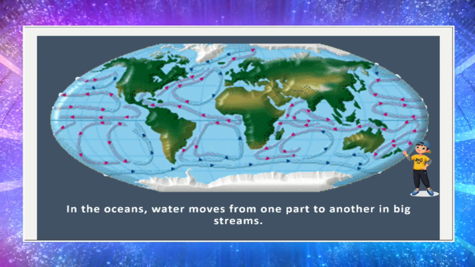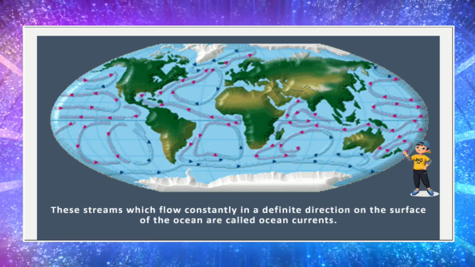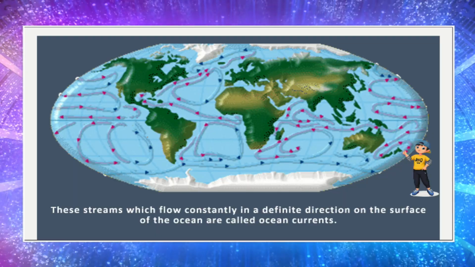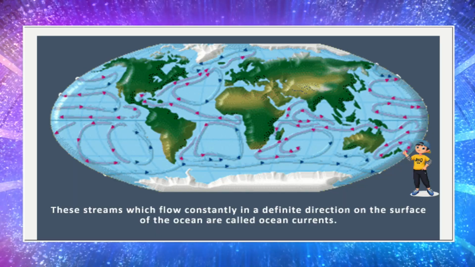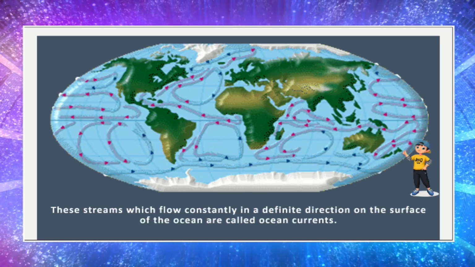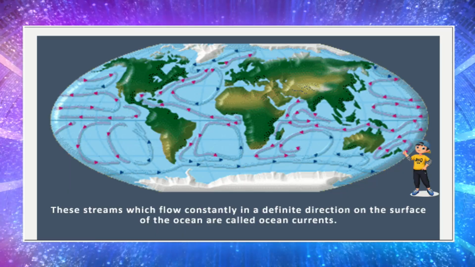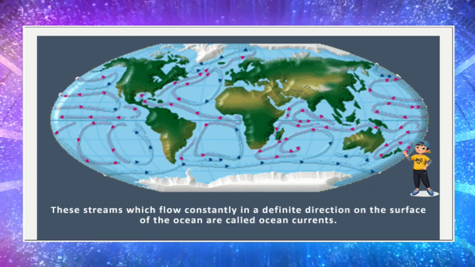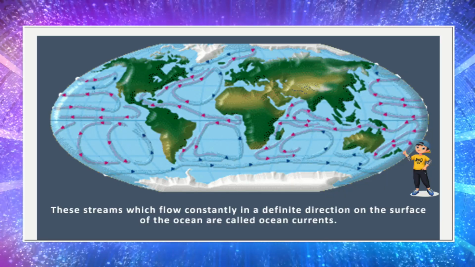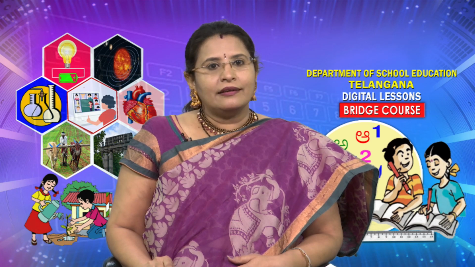In the ocean, water moves from one part to another part in big streams. And these streams, which flow constantly in a definite direction on the surface of the ocean, are called ocean currents. Ocean currents are of 2 types, that is warm currents and cold currents. The warm currents are the ones which move from the equator towards the poles, and the cold currents are the ones which move from the poles to the equator. Now let us learn about the next movement of water, that is tides.